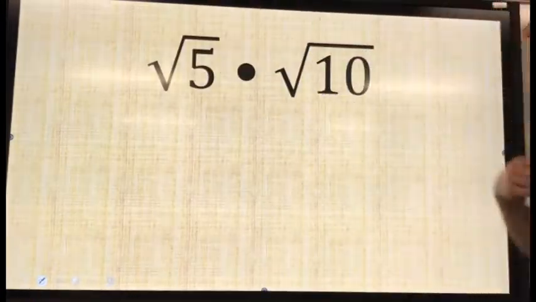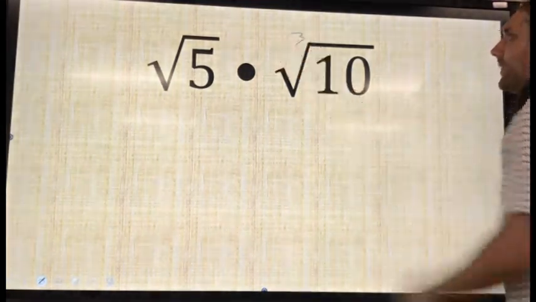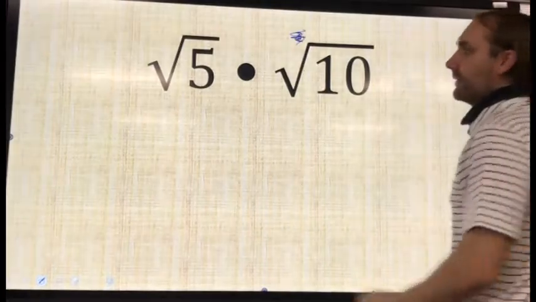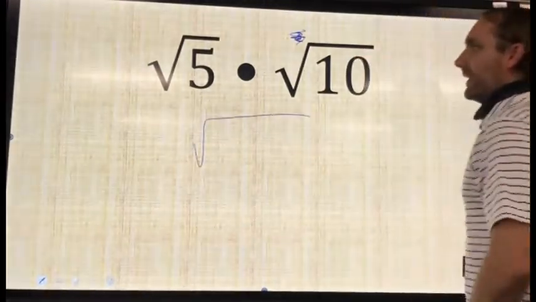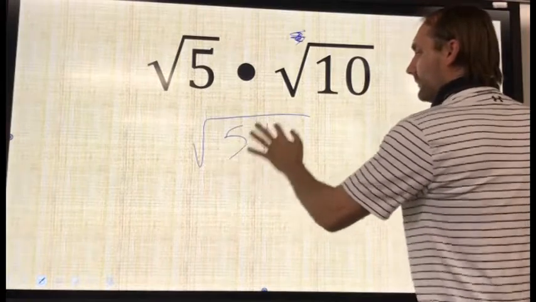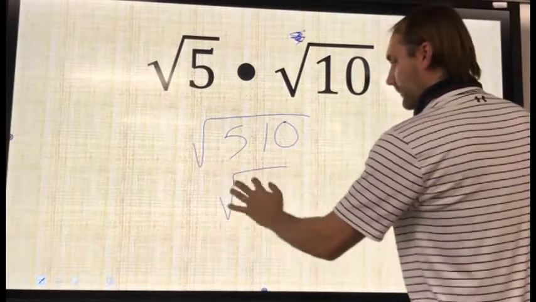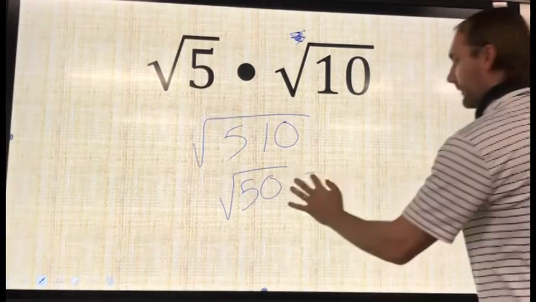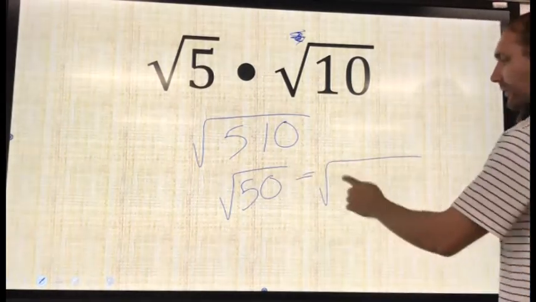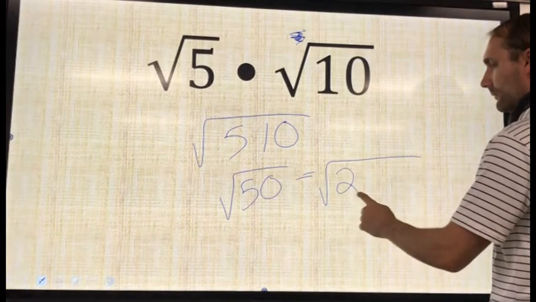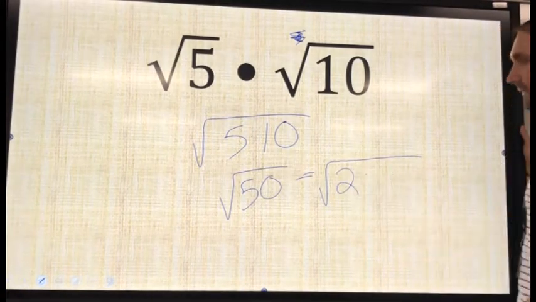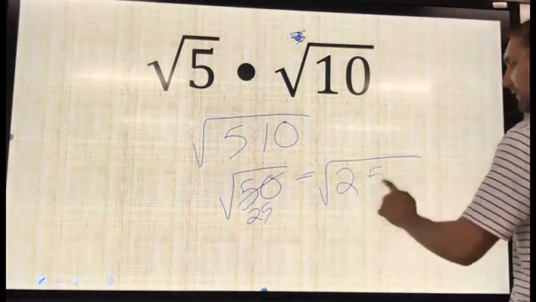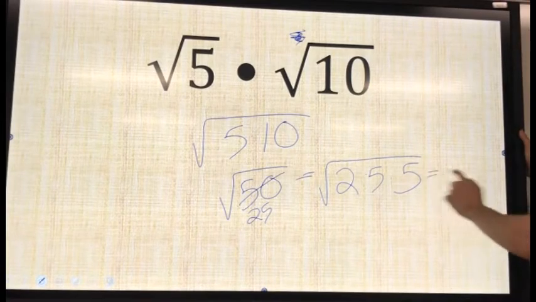Can I multiply these two together? Yes. Can I multiply these two together? No. So I'm going to get rid of that cube to make them like terms. So I want to multiply the inside. So 5 times 10 is square root of 50. Now I need to simplify. So let's start with, does 2 go into 50? Yeah, it does. How many times? 25. What's half of 50? 25. 25 is 5 times 5. So how does that simplify?